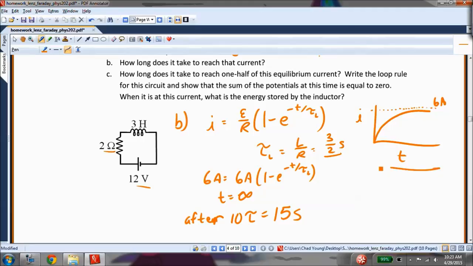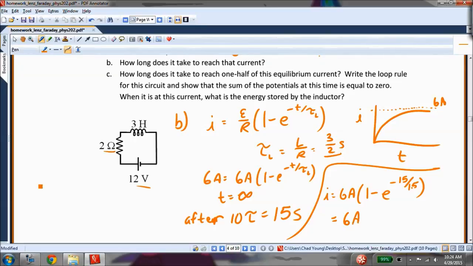So let's try this now with 15 seconds. If I do I equals 6 amps times 1 minus e to the minus 15 over 1.5, I find that I is equal to 6 amps, 5.99999 or whatever. Okay, so we can use that same general guideline that inductors will stop inducing an EMF after they have reached 10 times the inductive time constant tau L.